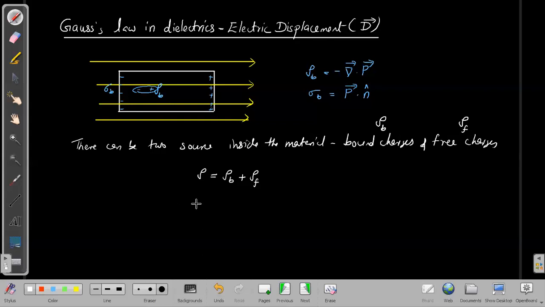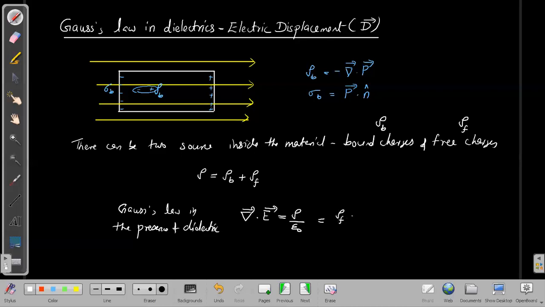Then we can revisit our Gauss's law, in the presence of a dielectric. Gauss's law says the divergence of the electric field is simply rho by epsilon zero. Now, what is this rho here? This rho is the total charge density, which at present is the sum of the free charge density and the bound charge density.